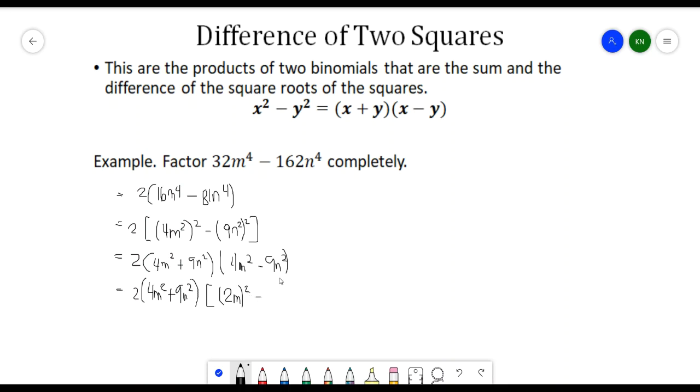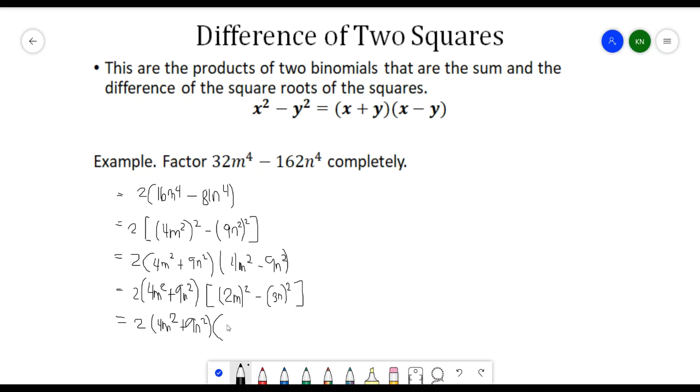And the square root of 9n squared, that is 3n. And then we have the squared outside. So afterwards, we already have our x and our y, which in this form is 2m and 3n. So meaning to say, this is equivalent to, copying this term, 2 multiplied by 4m squared plus 9n squared. And the factor of this one is x plus y, multiplied by x minus y.